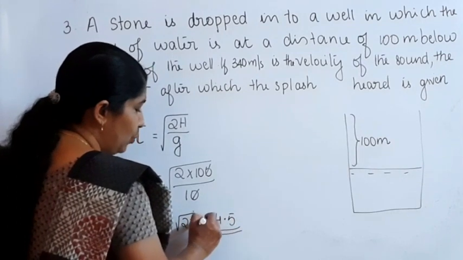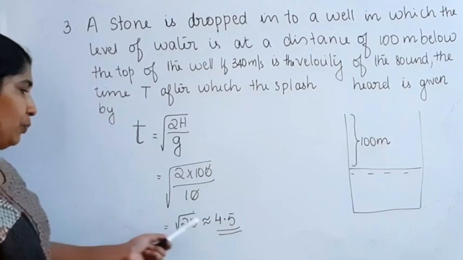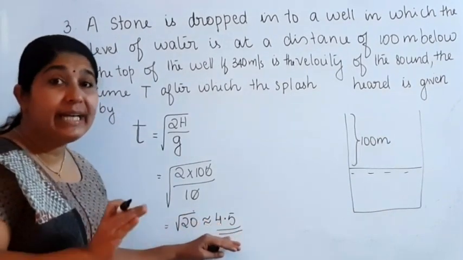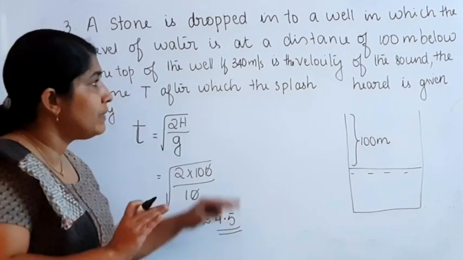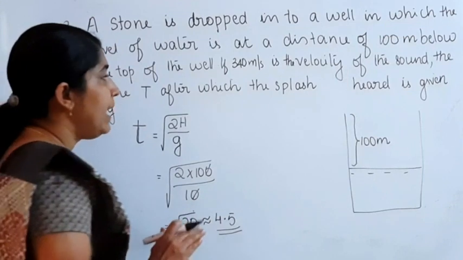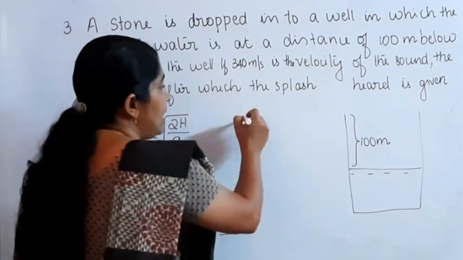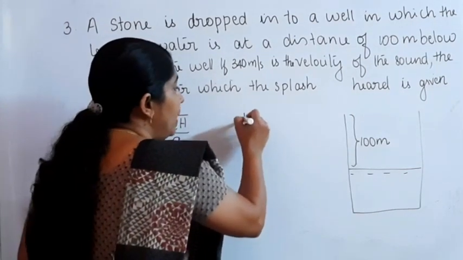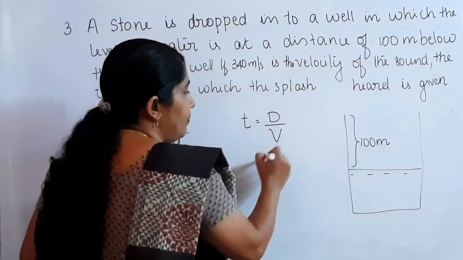Approximately, root 20 is taken as 4.5. Now we want to find out the time taken by the sound to reach the observer's ear. The time taken by the splash to be heard is equal to the time taken by the sound: T is equal to distance divided by velocity.